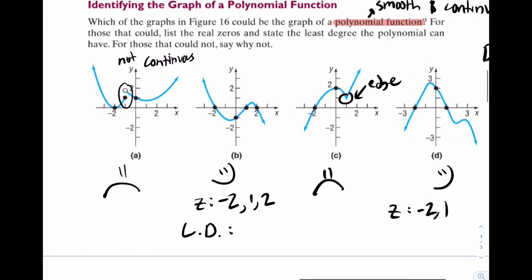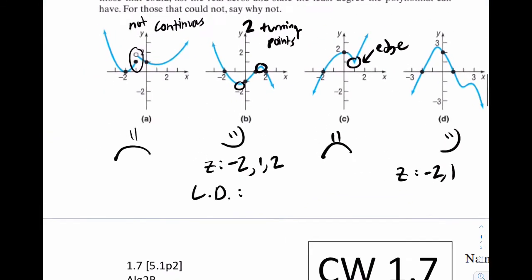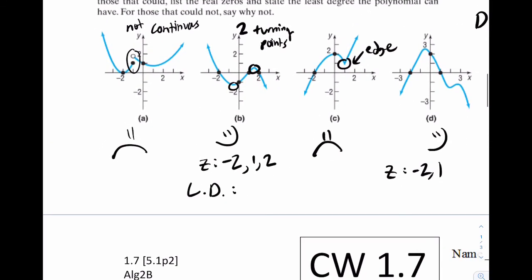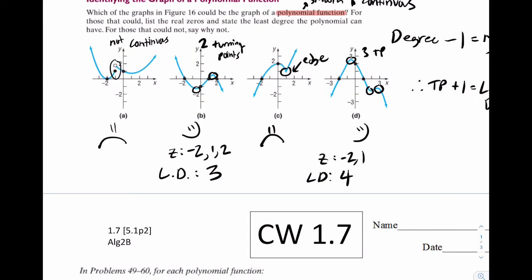So if you look at this thing right here, there are 2 turning points here. So if we look at this formula, degree minus 1 is max turning point. Therefore, your turning points plus 1 are going to equal your least degree. So for this one, there are 2 turning points. Your least degree is going to be 2 plus 1, which is 3. For this one, I can see 1, 2, 3 turning points. So our least degree is going to be 4.